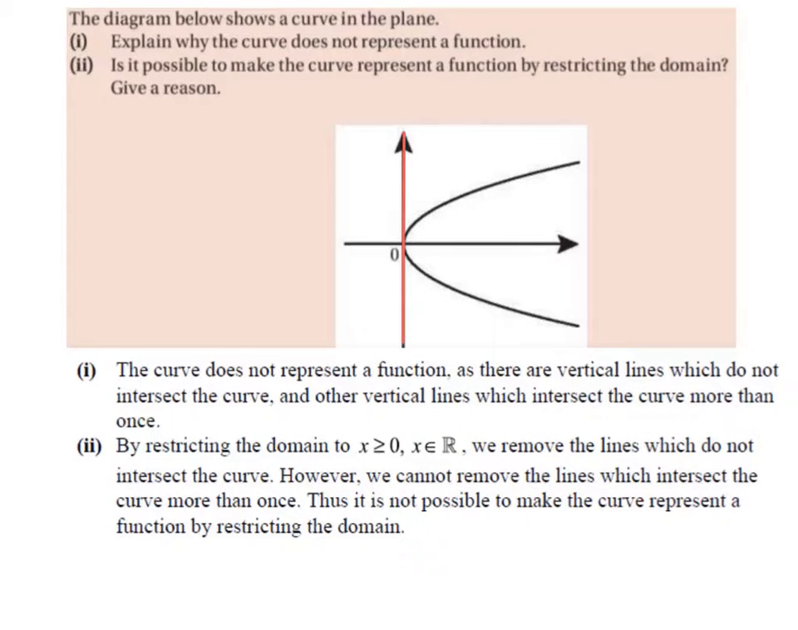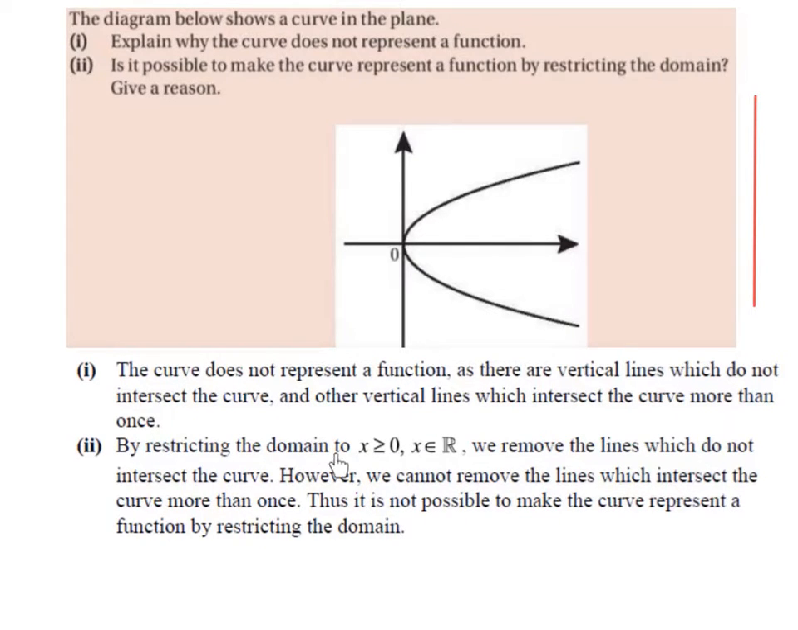So at this point we would have x is equal to 0. So moving it to x is equal to 1, x is equal to 2, x is equal to 3, and so on. Then we are removing the lines which do not intersect the curve. So when we had our line on the left of the y-axis, any of these x values did not intersect our curve, whereas on the right hand side of the y-axis they're intersecting our curve at two places.